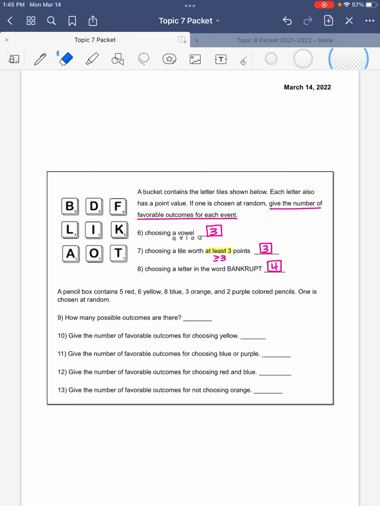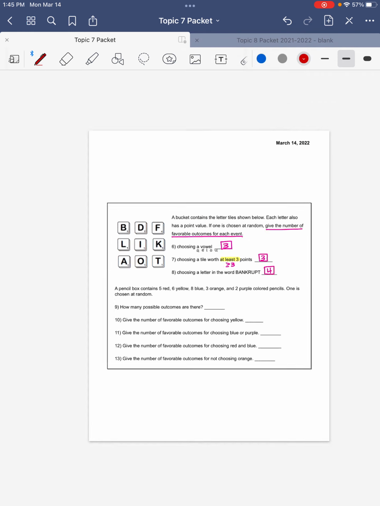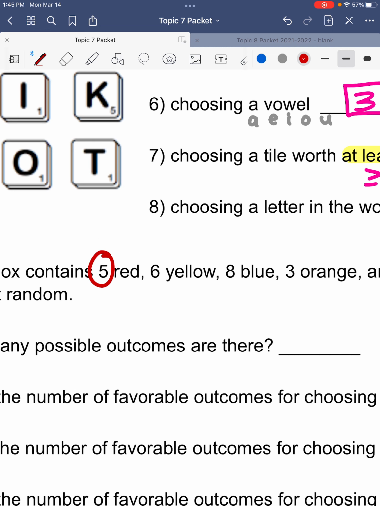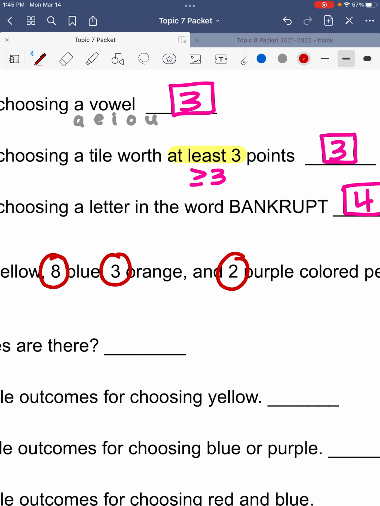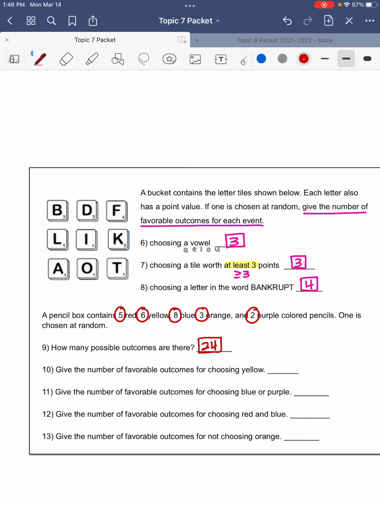A pencil box contains 5 red, 6 yellow, 8 blue, 3 orange, and 2 purple colored pencils. 1 pencil is chosen at random. Well, how many possible outcomes are there? I'm just going to add them up. 5 plus 6 plus 8 plus 3 plus 2. When I add that all up, I get 24. So 24 possible outcomes.